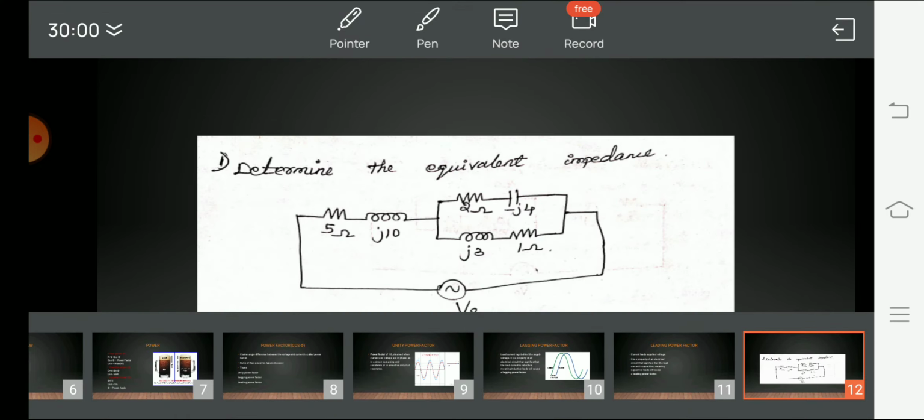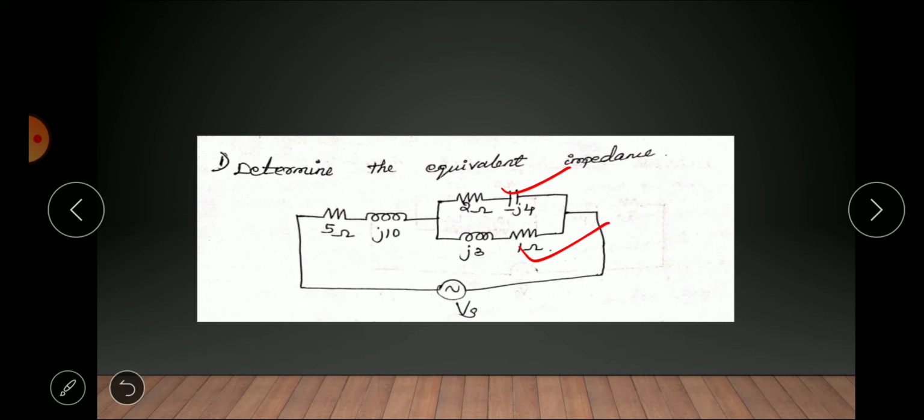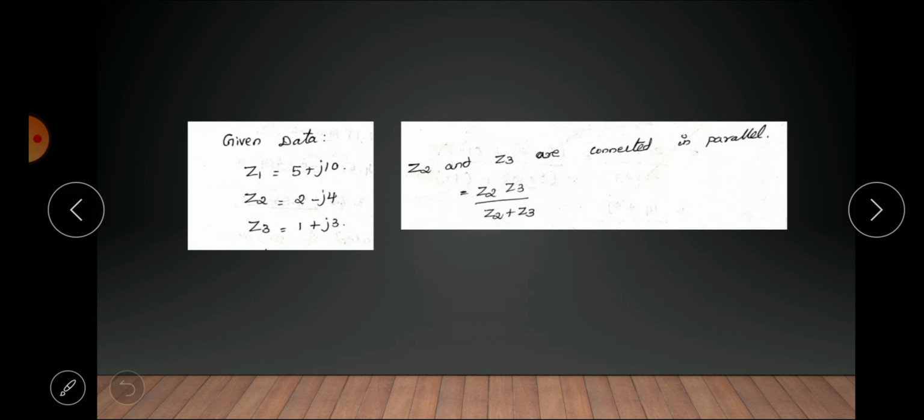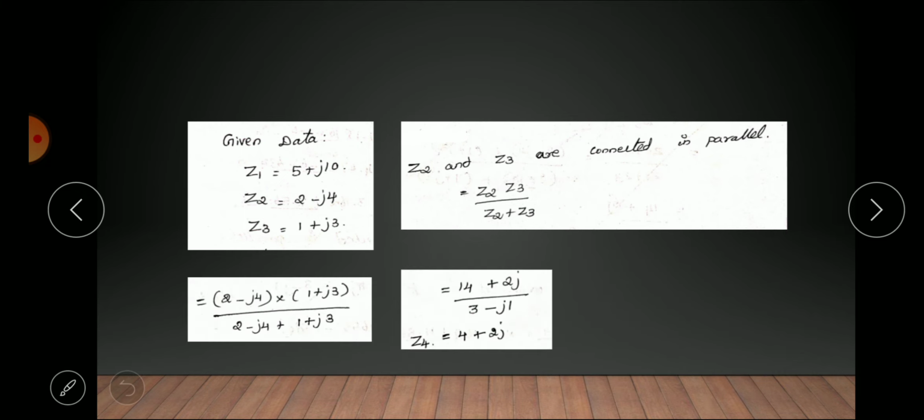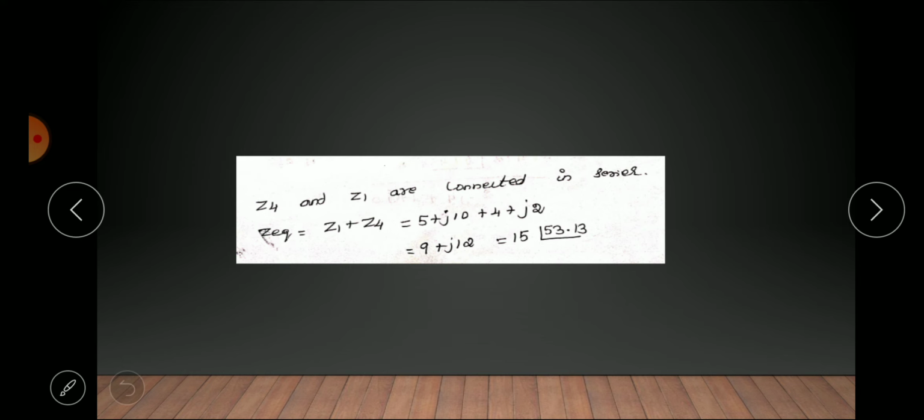Here Z2 and Z3 are connected in parallel. This parallel combination is in series with Z1. So we already know the parallel formula, Z2 Z3 divided by Z2 plus Z3. Substitute the values, we get the answer 4 plus 2j. This Z4 and Z1 are connected in series. The answer is 9 plus j12. This is the rectangular value. For every answer we have to convert it into polar also. The polar answer is 15 and the angle 53.13.